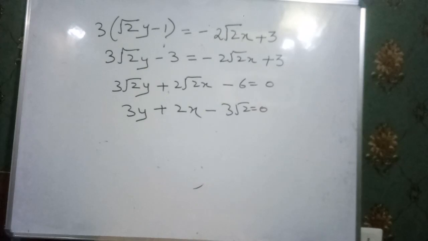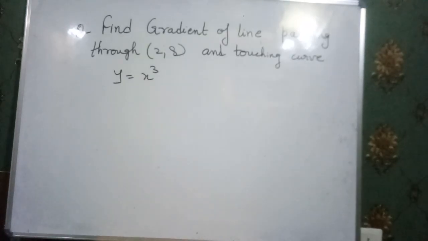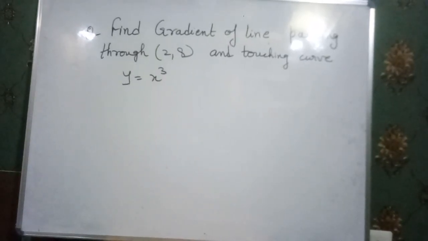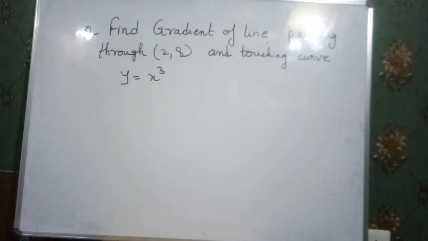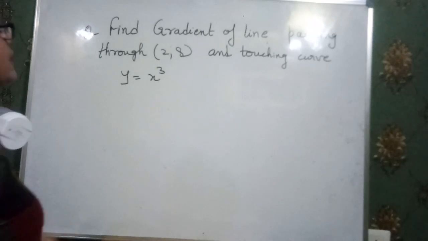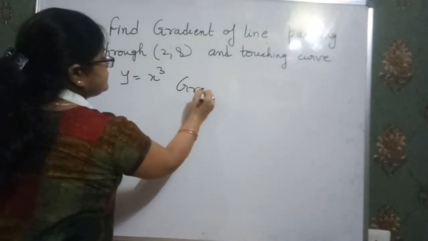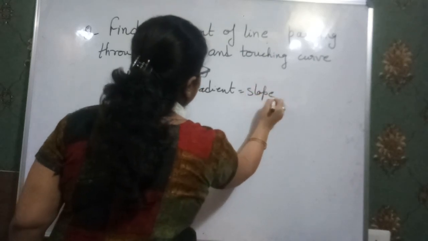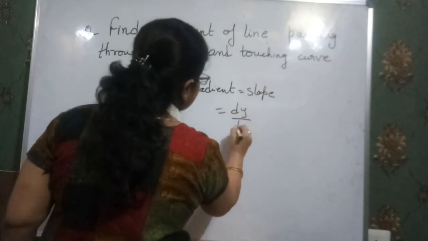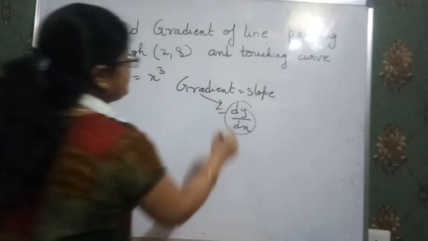Just watch over the screen. Now watch another question on your screen. Find the gradient of the line passing through 2,8 and touching the curve y is equal to x cube. That means the curve is y equals x cube, and the line passes through 2,8 and we have to find the gradient. What is gradient? Gradient is nothing but the slope of the tangent. That means when we find dy by dx, it is the gradient of that curve.